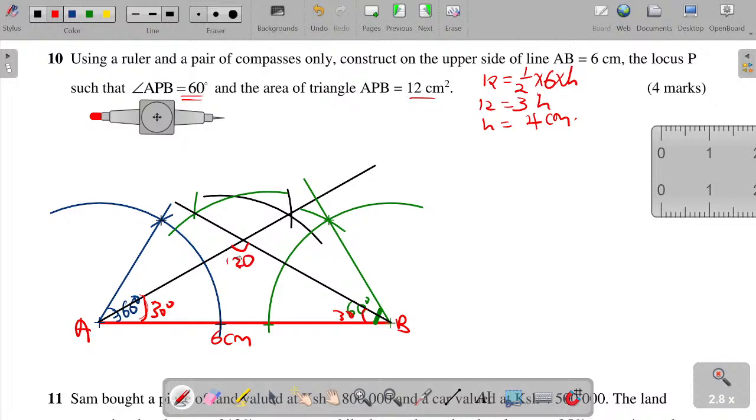So this angle, we are applying the concept about the constant angle loci, angle at the center being twice the angle at the circumference. So that point there is going now to be the center of our circle.